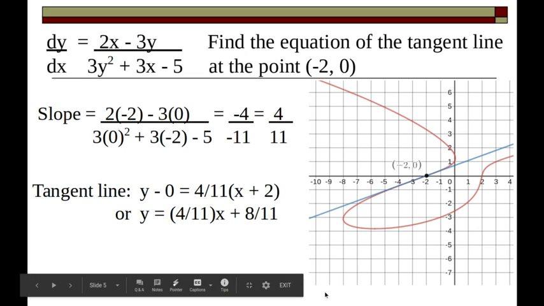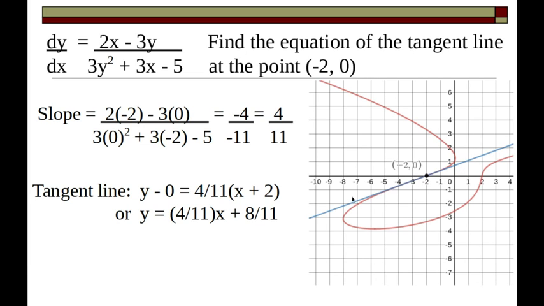All right, there's our original curve that we looked at, and our point of tangency is at -2, 0, which has a slope of +4/11, and it is tangent. If you wanted to find the tangent line here, you'd need to know the y coordinate. We know x is -2, but you'd need to know the y coordinate in order to plug it in.